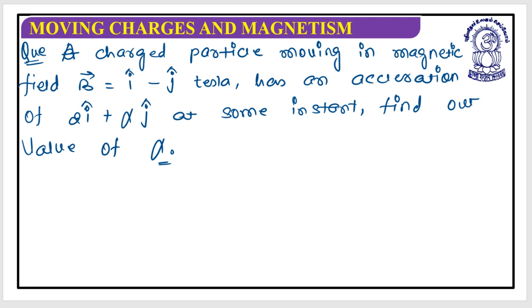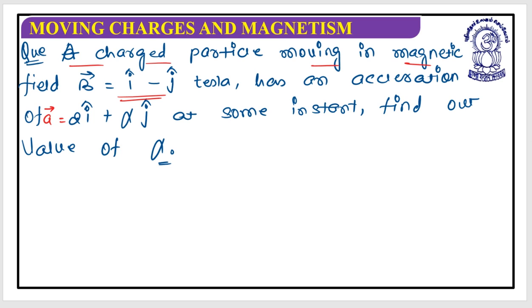It says that a charged particle is moving in magnetic field B, which is given as I minus J Tesla. It is having an acceleration A of 2I plus alpha J at a certain instant. We need to find out the value of alpha. How could I do this? Any idea?